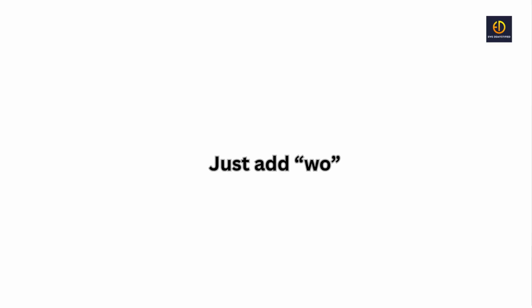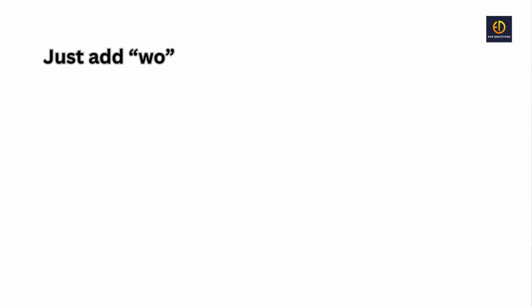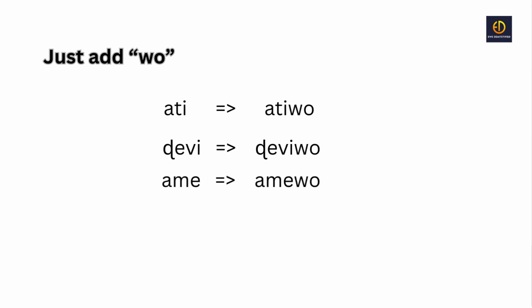So let's start with the easy part. In Ewe, to make something plural, you simply add wo. Examples include ati, which becomes atiwo. Ɖevi becomes ɖeviwo. Ame, amewo. Simple, right? Just add wo and you're done.